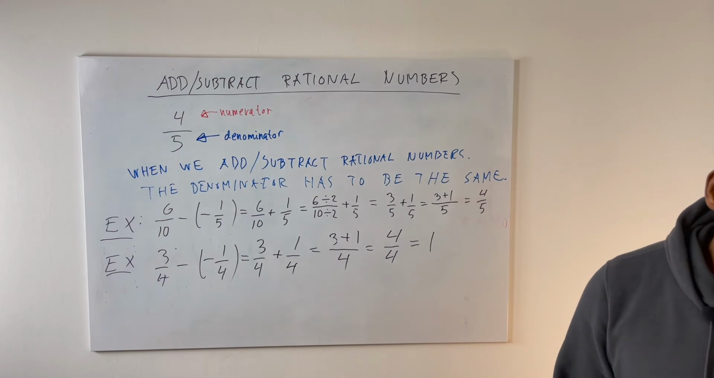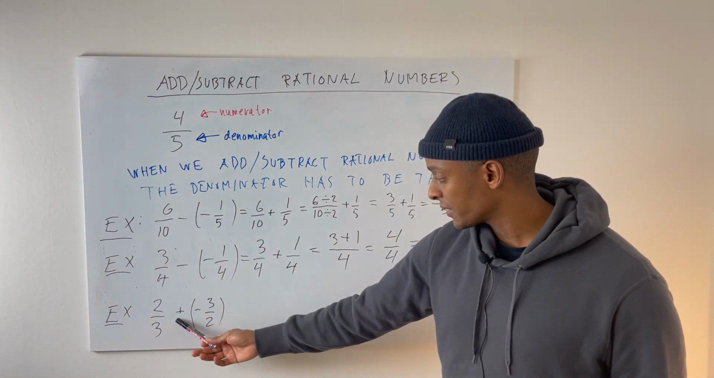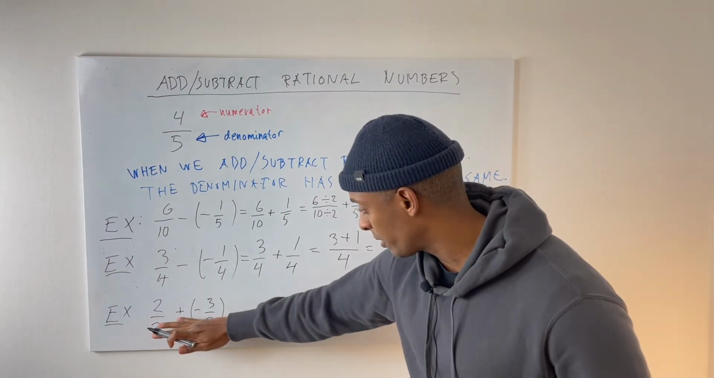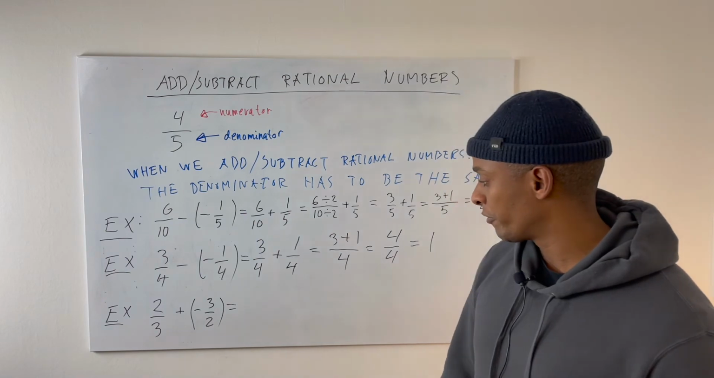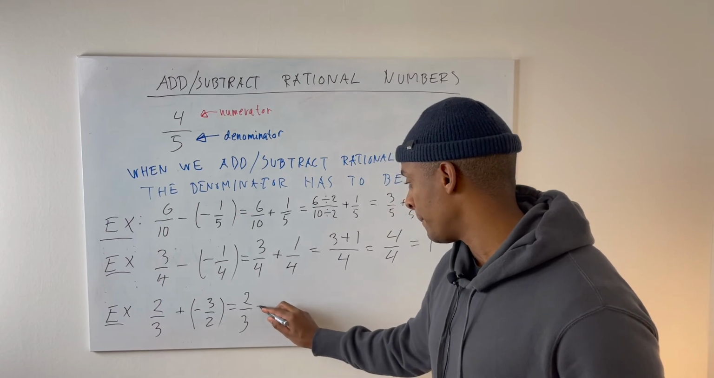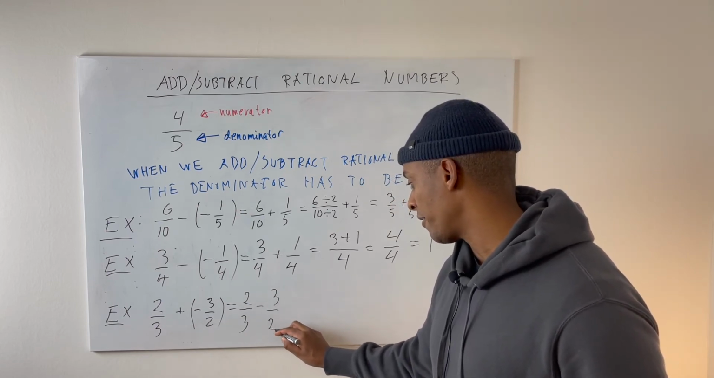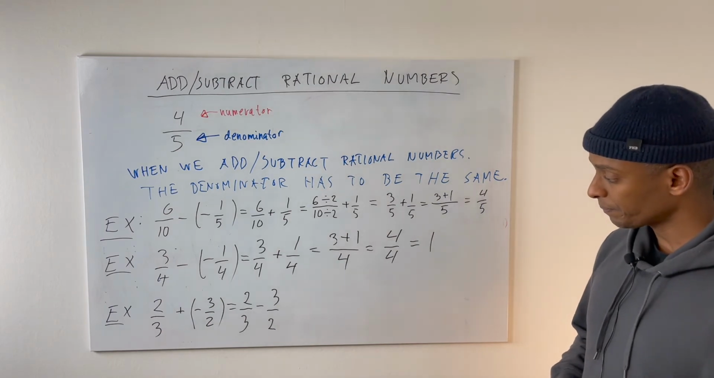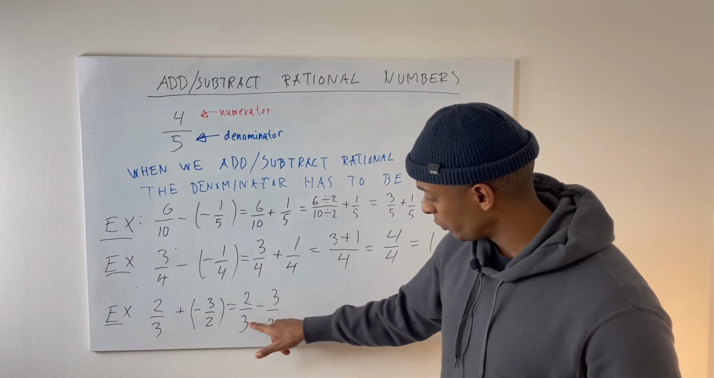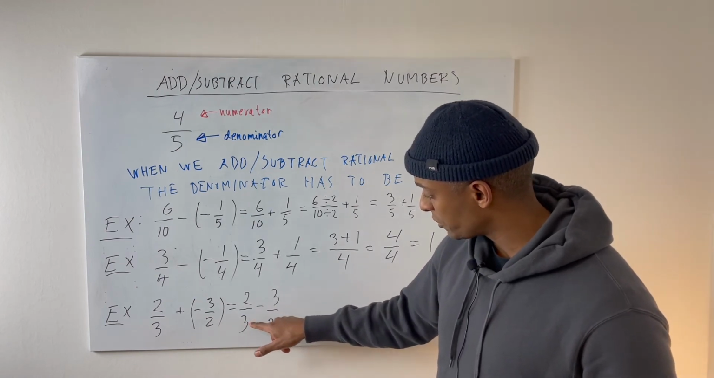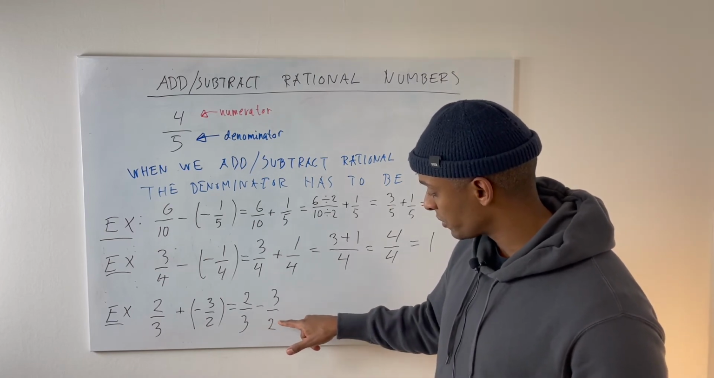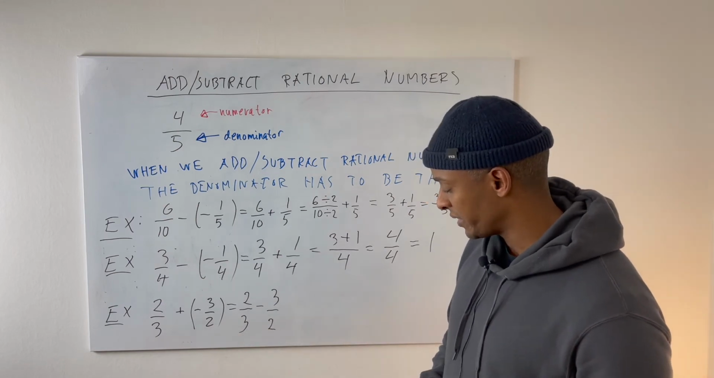Okay, we have 2/3 plus negative 3/2. So first, let's fix this sign problem. As we saw before, plus and minus became minus. So 2/3 minus 3/2. Now we're going to multiply this with 2, because 3 times 2 is equal to 6, and we're going to multiply this with 3, because 2 times 3 is equal to 6, and then the denominator will be the same.